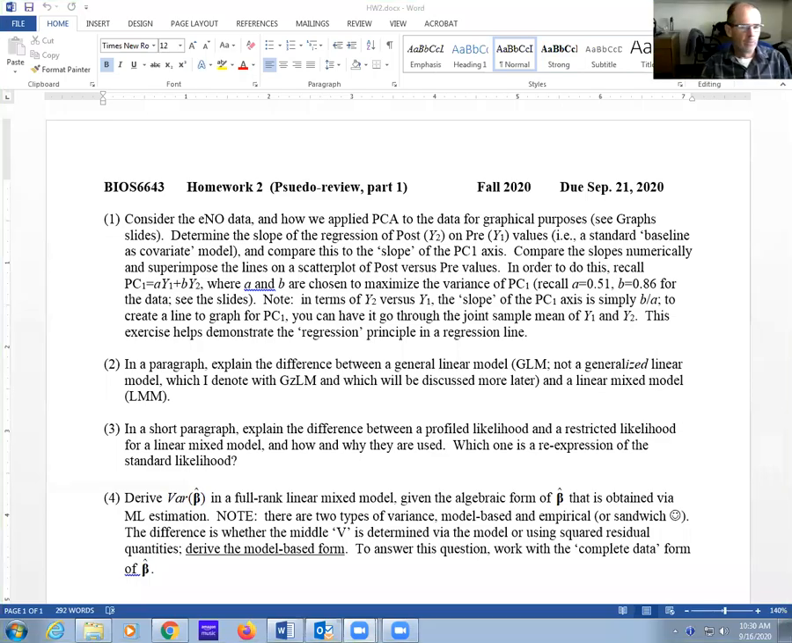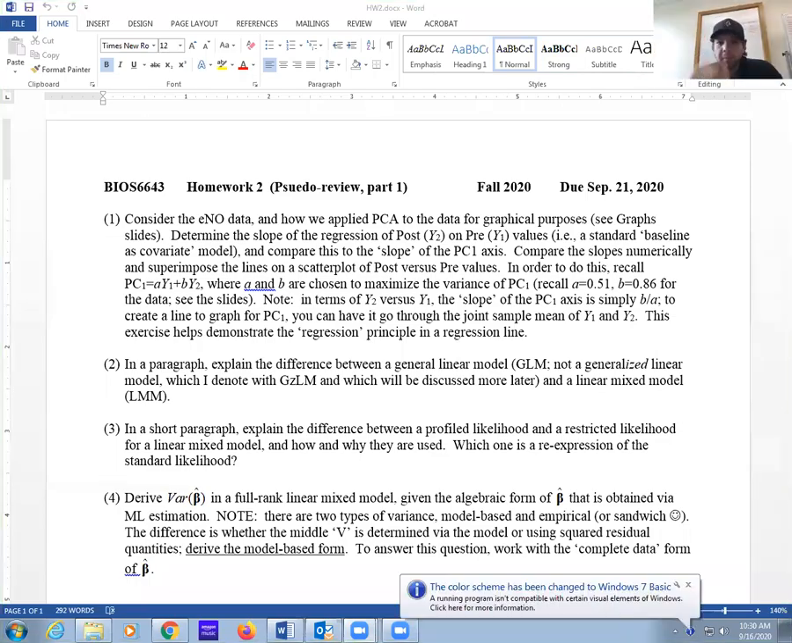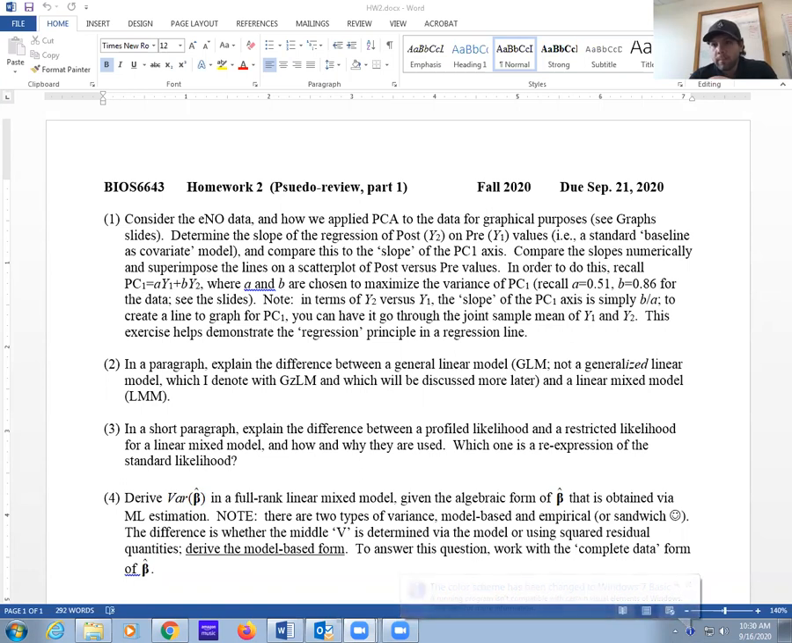Okay. All right, Jonathan. So when you say, if you go to the sentence before the very last, where you say, have the line go through the joint sample mean of y1 and y2, do you mean y2 conditioned on y1? So the expectation of y2 given y1? Is that what you mean? So it's the same as the intercept of the baseline as covariate model?